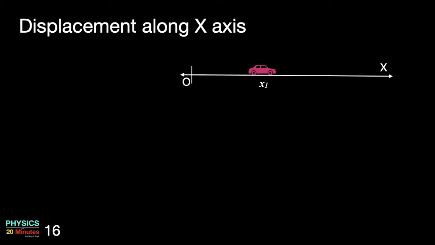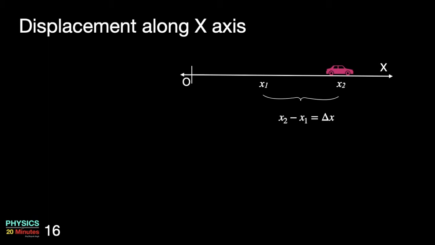After some time, the car moves to position x2. How much would its displacement be? Now, displacement is generally defined as final position minus initial position. That is x2 minus x1. This is generally represented by delta x.